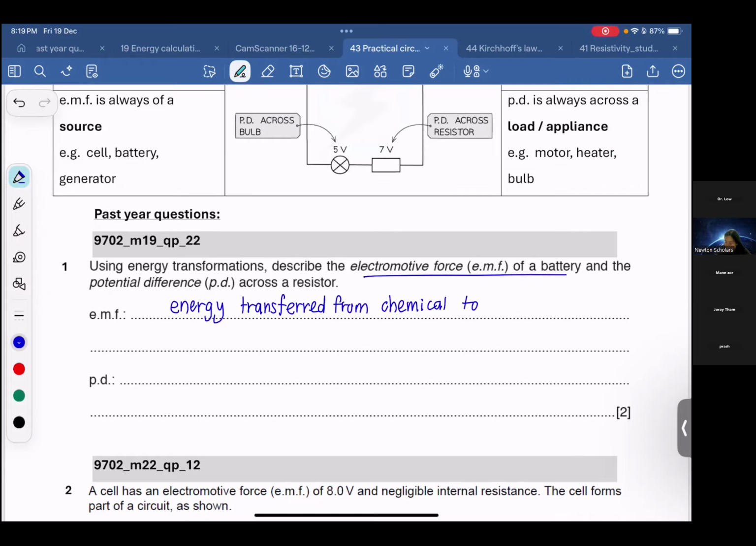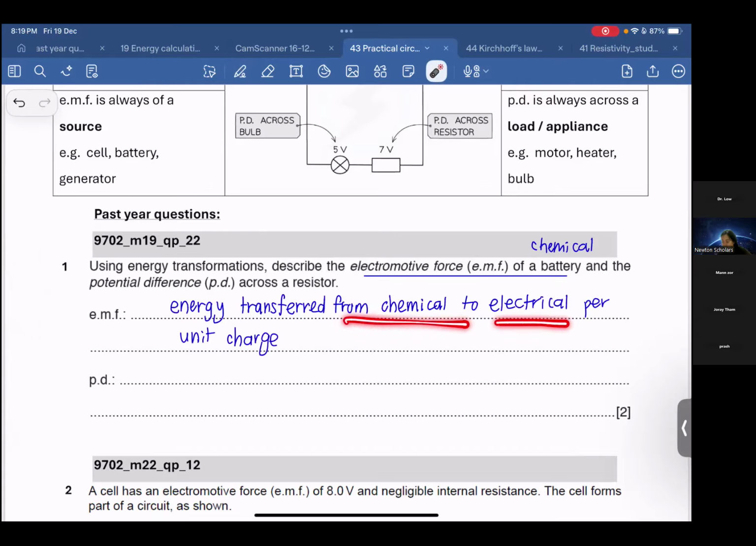EMF of a battery. We start from the battery being chemical, to what? Vashini, electrical, yes. Electrical per unit charge. Energy from chemical to electrical. Why chemical? Battery. Why electrical? It lets current flow. So how about the potential difference across a component? What do you think? From what to what?